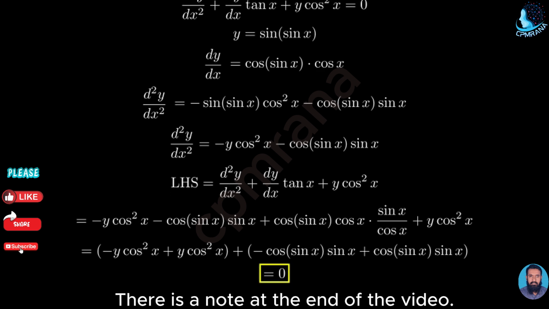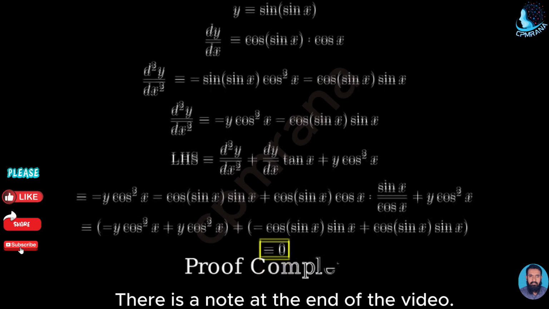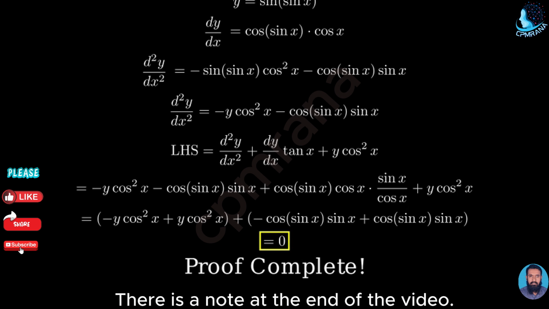And there we have it. We've proven that when y equals sine of sine x, the differential equation is satisfied because the left-hand side equals 0. This proof demonstrates the power of calculus and trigonometric identities working together.